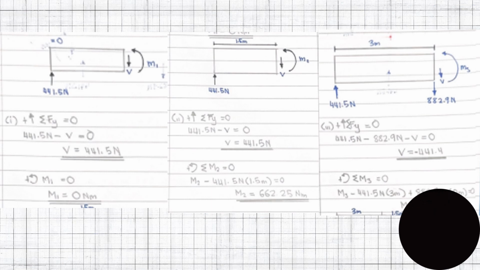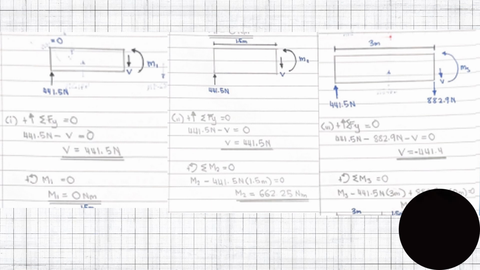If we use Fy equal to 0 to find V, for the first step, 441.5 Newton minus V is equal to 0, which means V is equal to 441.5 Newton. Then we can apply moment at M1, where M1 is equal to 0 Newton meter. The reason why moment 1 is equal to 0 is because there is no perpendicular distance that acts on the force.